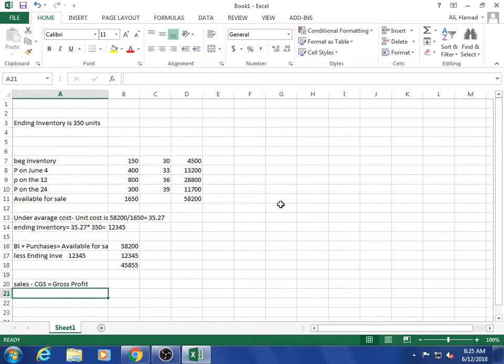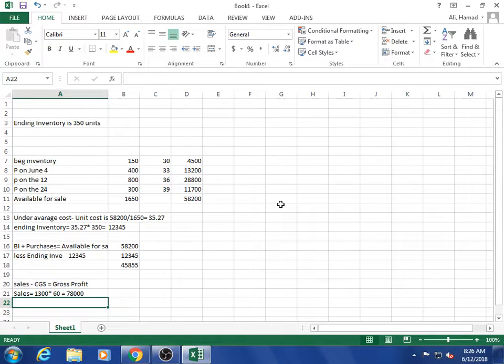13 units times 60, our sales. 1300. So sales equal 1300 units times, I'm going to put the star as times, 60 equal 78,000. 78,000. All right. So this is sales.